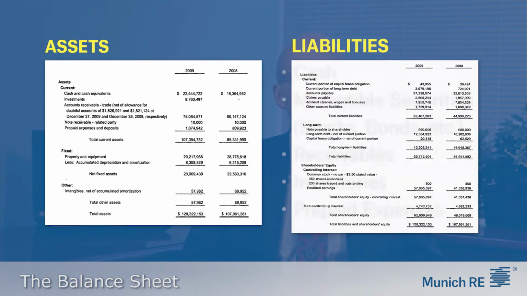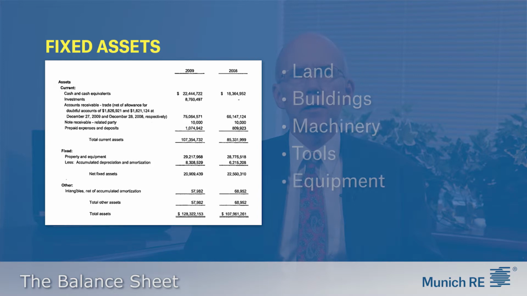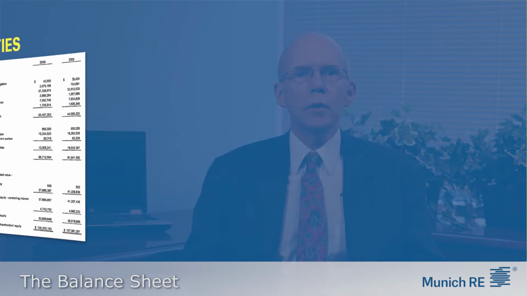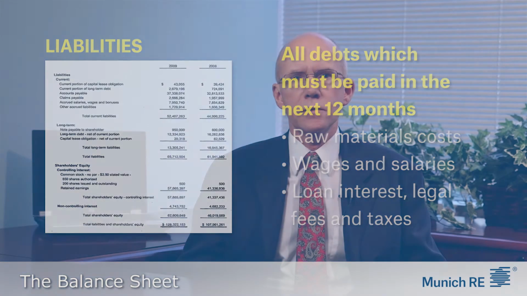A company's assets can include cash, marketable securities as in stocks, bonds, etc., receivables, inventories, and prepaid expenses. Fixed assets can include land, buildings, machinery, tools, and equipment. They're listed on the balance sheet at original cost and, with the exception of land, are depreciated annually. A business's current liabilities include all debts which must be paid within the next 12 months, such as raw materials costs, wages and salaries, loan interest, legal fees, and taxes.